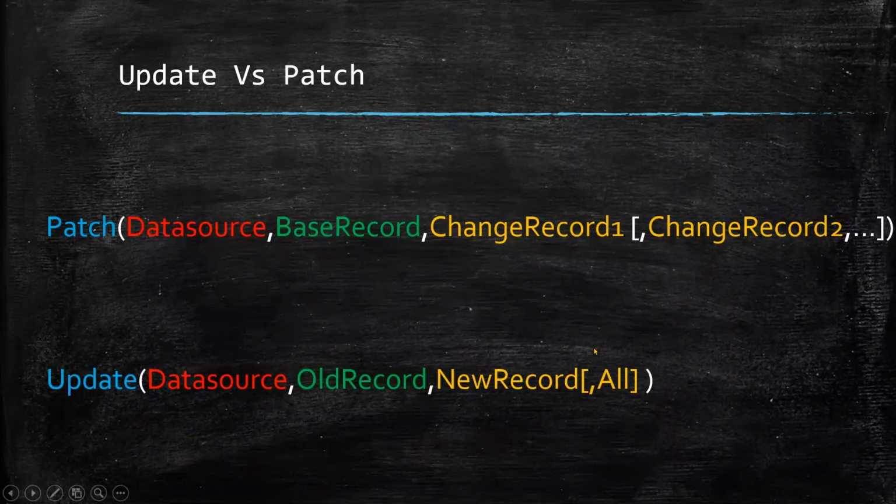So from this, I realized that if you are using collections or tables that are not controlled by the server, then update works perfectly fine. But if you are using a data source such as a SharePoint list or Dataverse, then patch works perfectly fine in these scenarios. So let's talk about another function, that is UpdateIf.